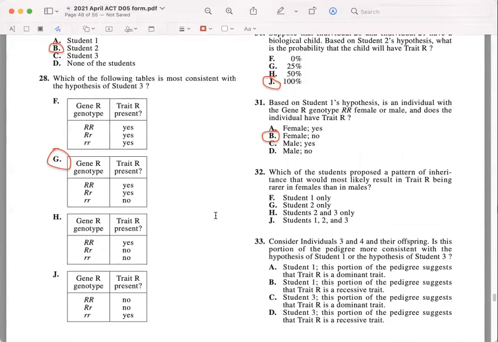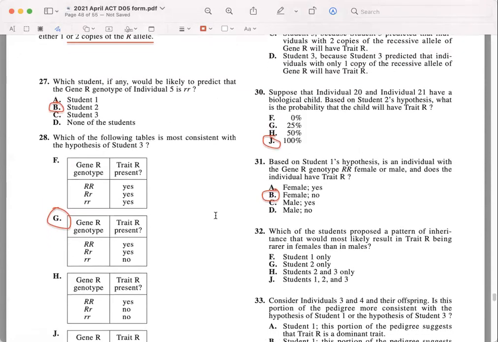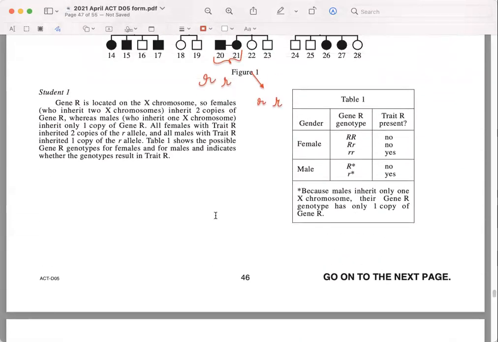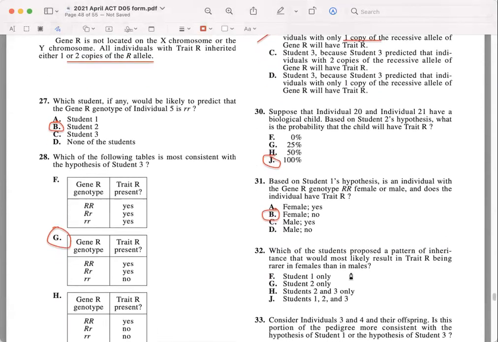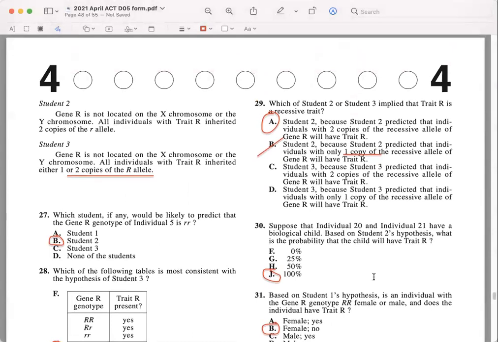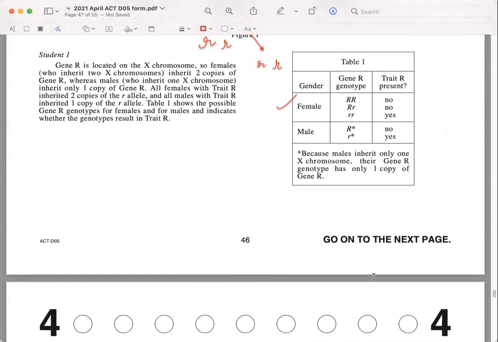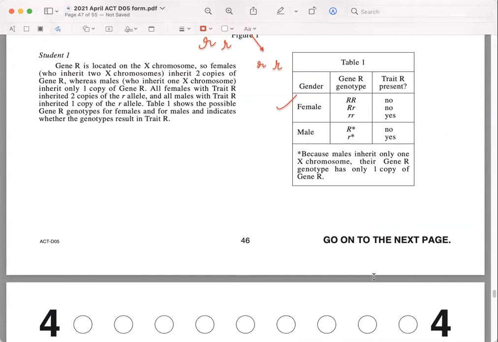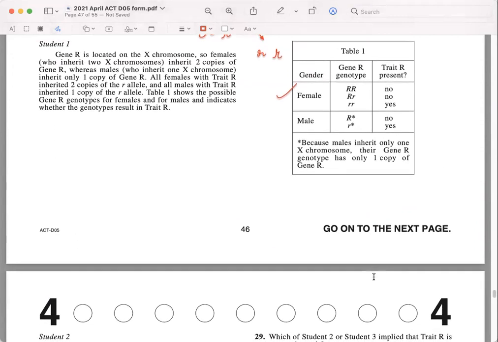Which of the students proposed a pattern of inheritance that would most likely result in trait R being rarer in females than in males? Okay. Rarer in females than in males. Okay. So I think this one did, because 2 out of 3 times it's not present, right? While in the case of males, 50% of the times it's not present. So student 1, definitely, it's rarer in females. Student 2, I think 2 and 3 have no relation to female versus male, because they both say that it's not located on the X or Y chromosome. It's only in the first case where a link to maleness and femaleness is made with the presence of its location on the X chromosomes, right? So student 1 only.